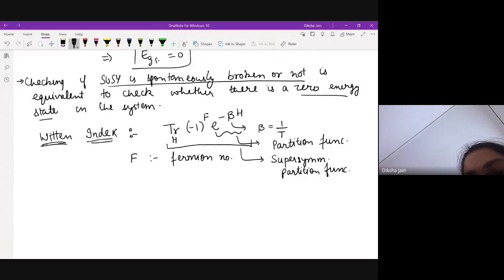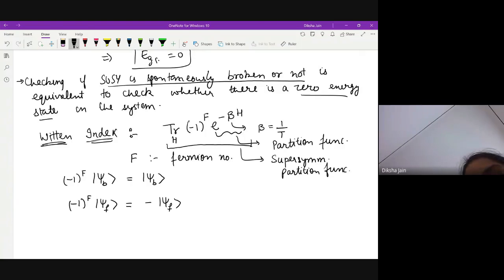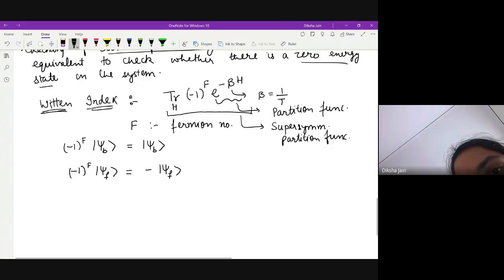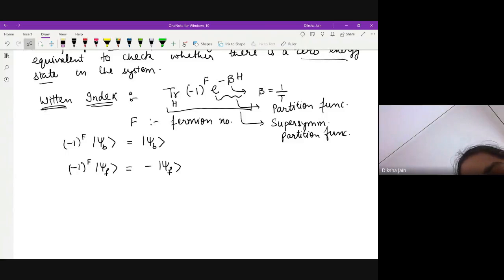So the Witten index is basically the trace over the Hilbert space of (-1)^F e^{-βH}, where F is fermion number. So how does F act? If (-1)^F acts on a bosonic state ψ_B, then you will just get ψ_B, because F will be 0, and so you won't get any sign change. But if (-1)^F acts on ψ_fermion, then it will be -ψ_fermion, because F will be 1 in this case. So for the bosonic state, the (-1)^F operator doesn't change sign, and for the fermionic state it changes sign.